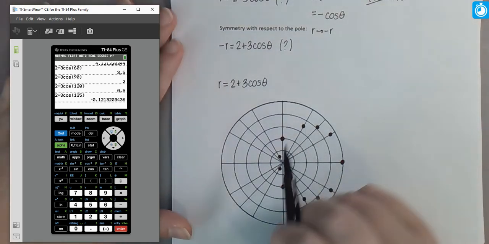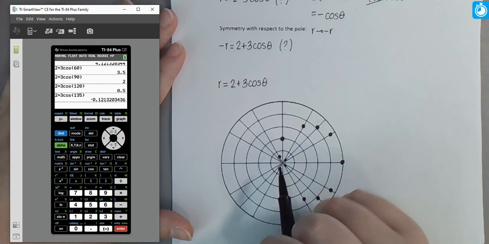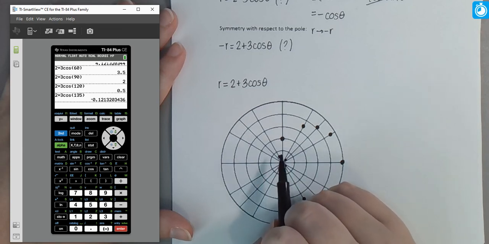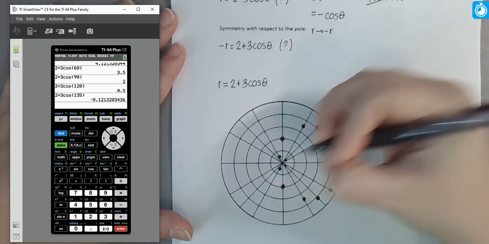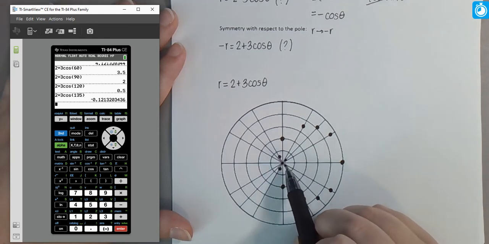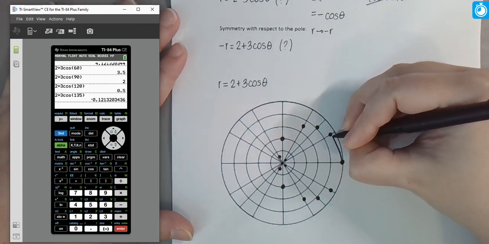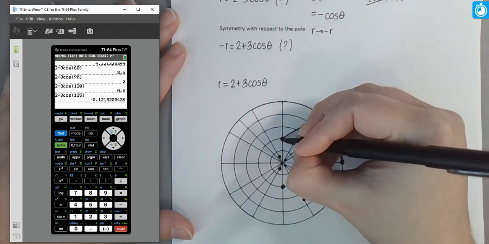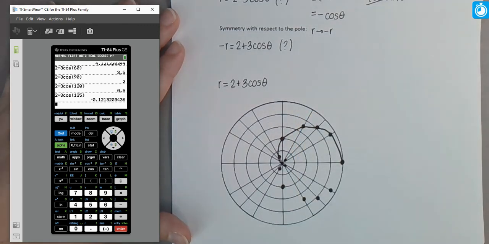What does this mean? At one location, when we were at 120 degrees, we had a positive value for r. Once we made it to 135 degrees, we had a negative value for r, which means somewhere in between those two, we have intersected the pole. We've hit the pole. And once we hit the pole, we crossed over and we're located at this point. So let's trace the points we have so far, just from plotting, just so we're sure of what's going on. So we got here, once we hit 90, 120, we were still positive. And then when we got to 135, we crossed over.